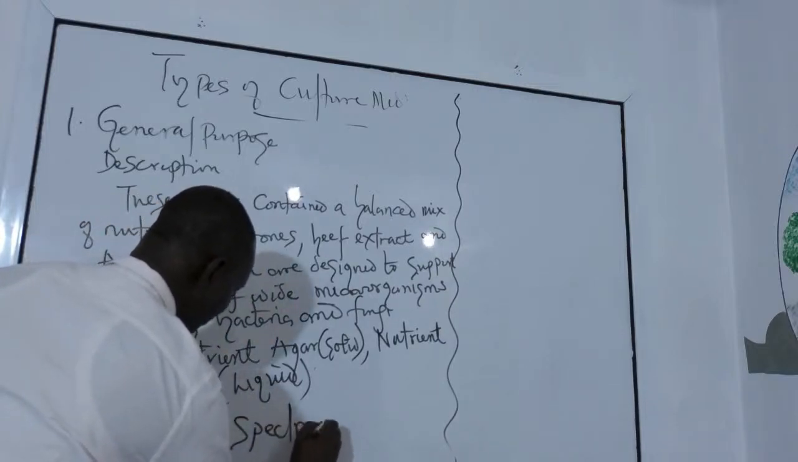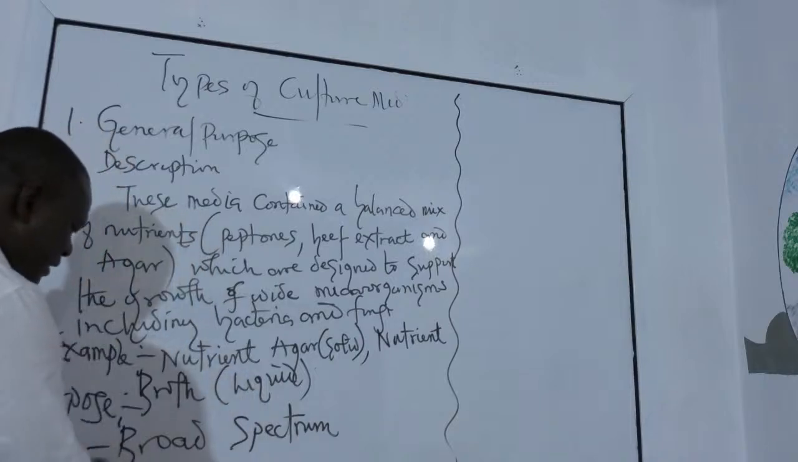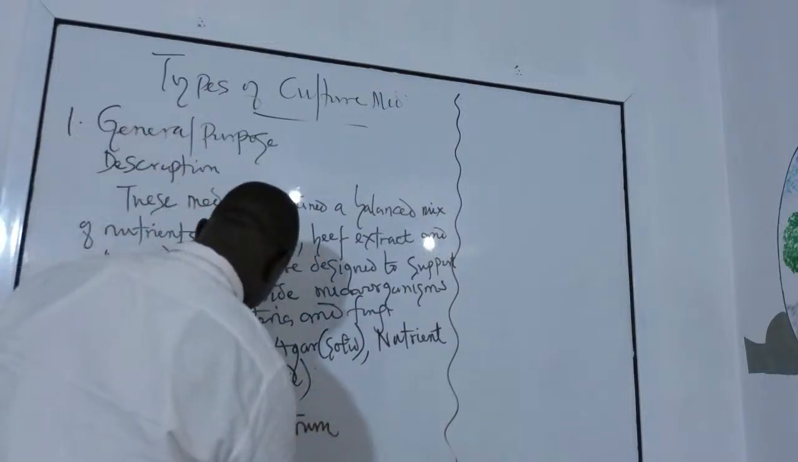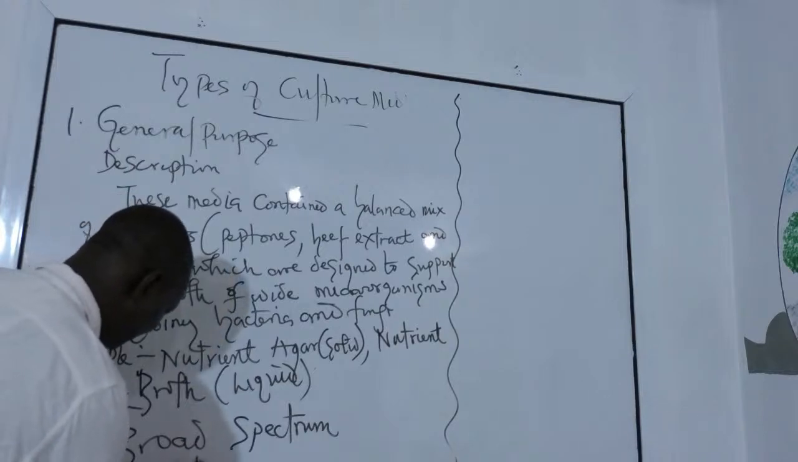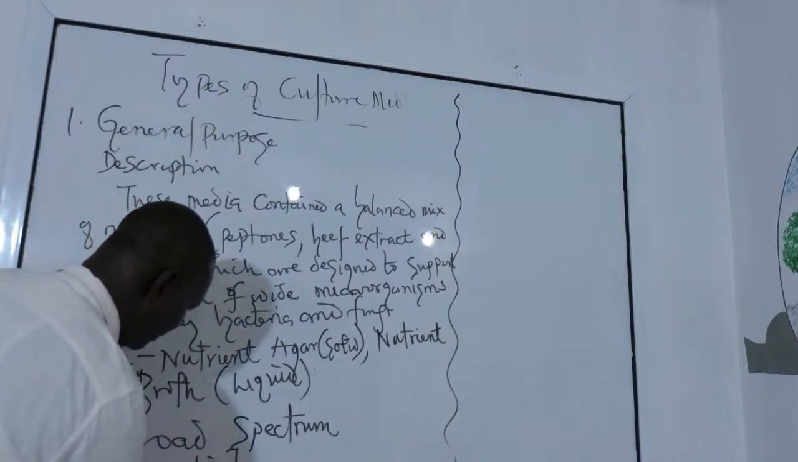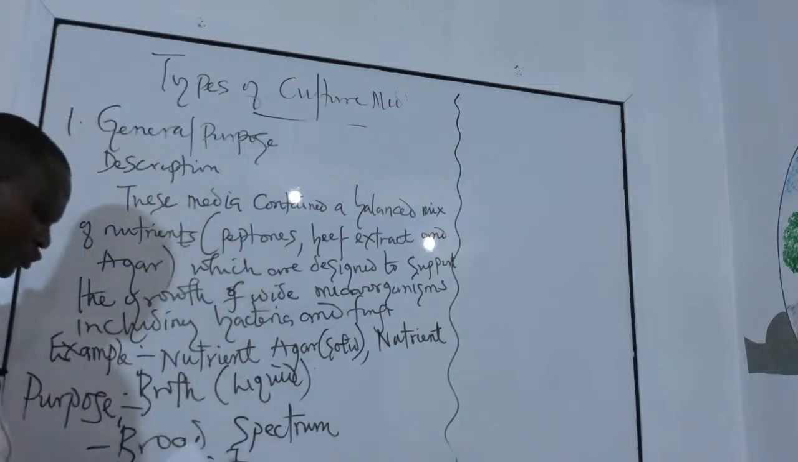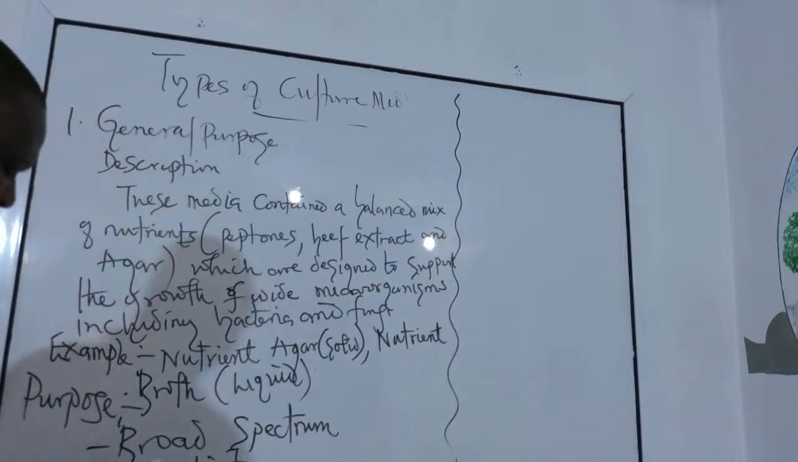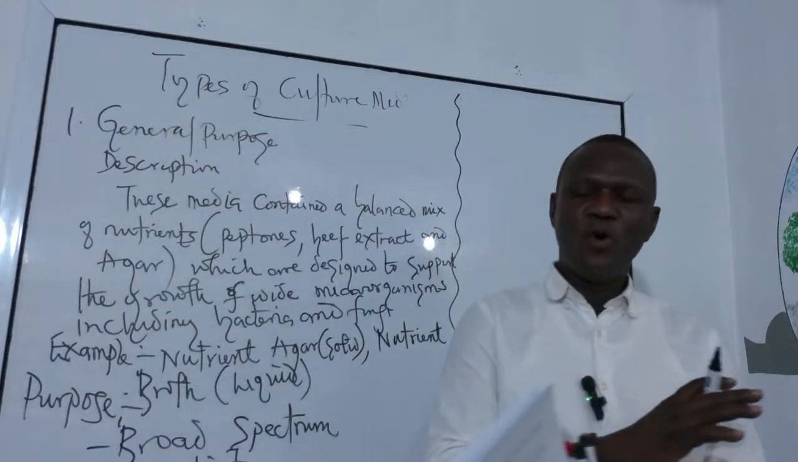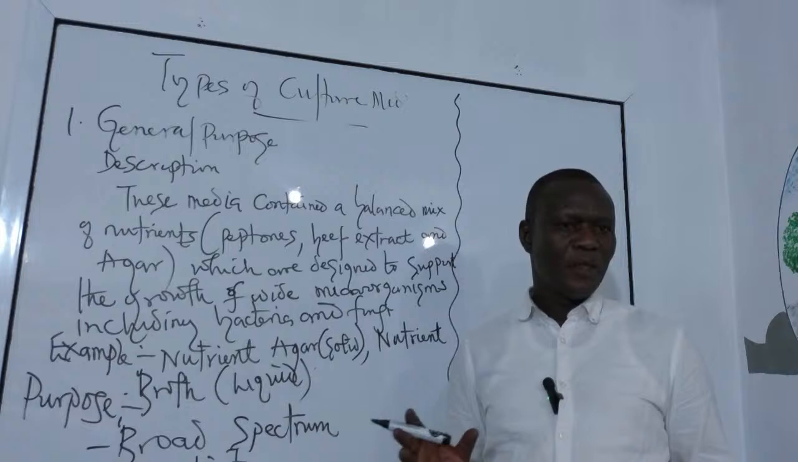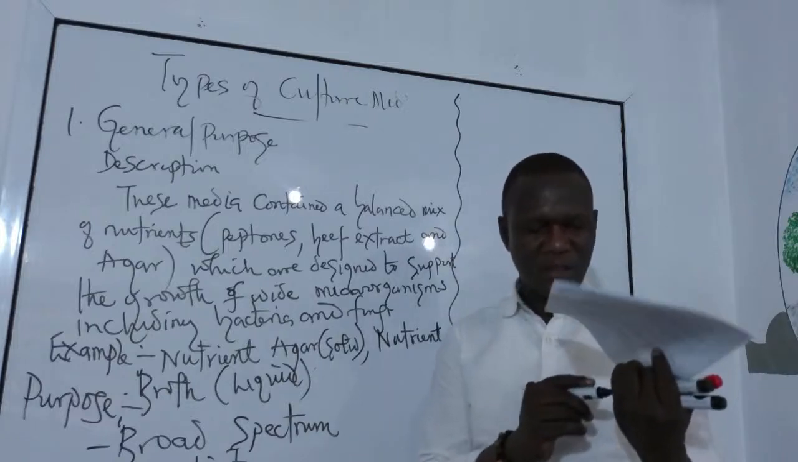It supports the growth of a wide range of microorganisms. Okay, it is a broad spectrum. And number two, because of its simplicity. Please take notes. The two reasons why people will prefer the use of a nutrient agar: it is the one that is readily available. You don't need special skill.